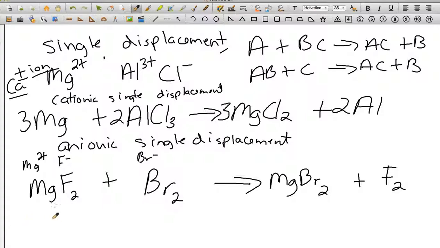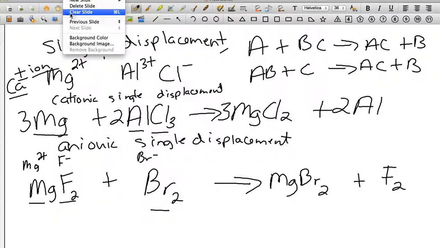Typically it doesn't work out that way, but it was balanced. That's an anionic single displacement, okay? So cationic single displacement, you're going to have one substance by itself and then a compound or a molecule. And same thing on the anionic. It's just if I have 2 anions, the anions are switching. If I have 2 cations, then the cations are switching.